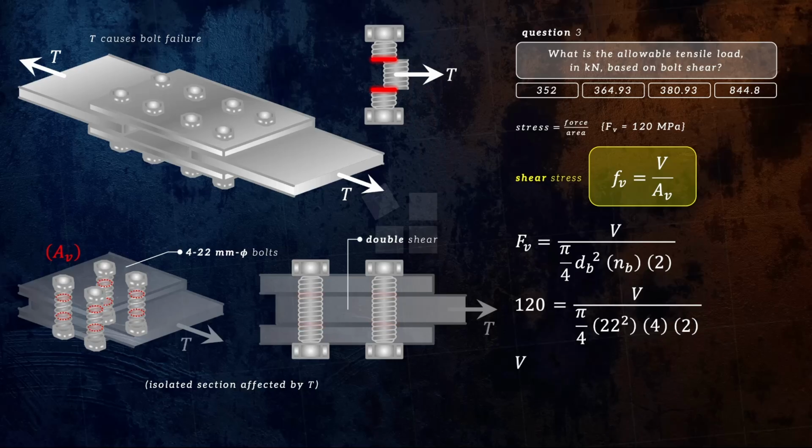Solving now for V, we will get a value approximately equal to 364,927.4 newtons, which is just equal to the value of the allowable tensile load T. Converting that to kilonewtons, it will give a value of approximately 364.93 kilonewtons. And this is the final answer for the third question.